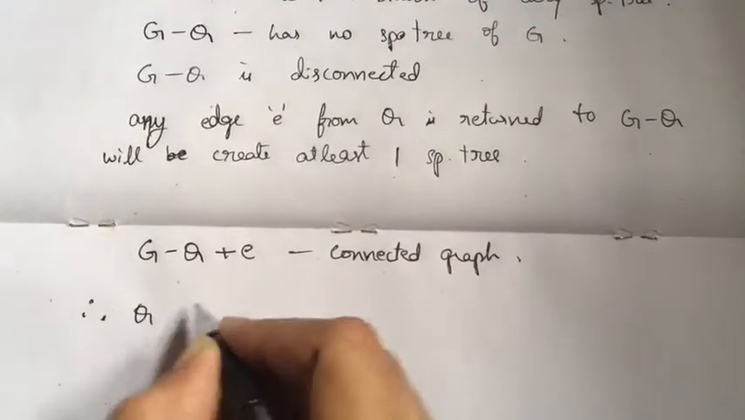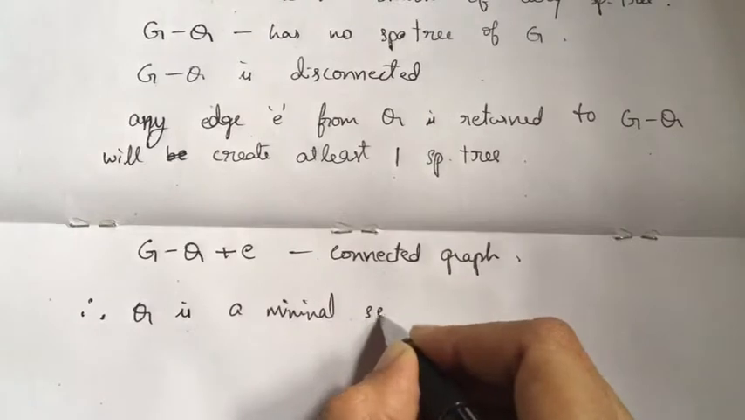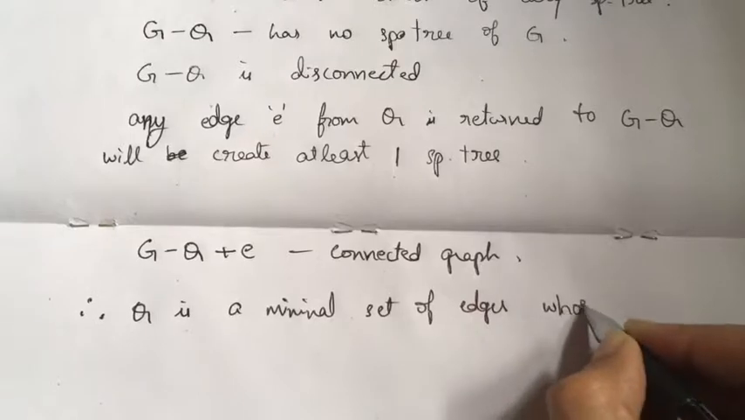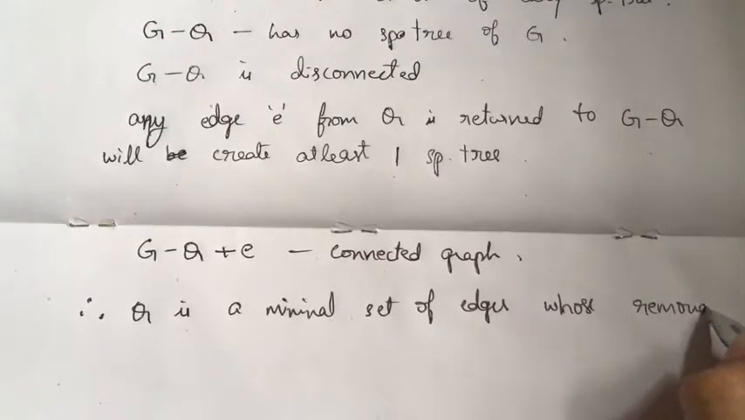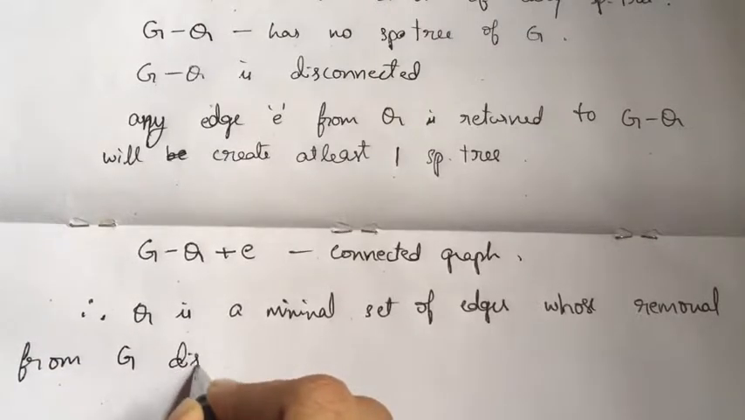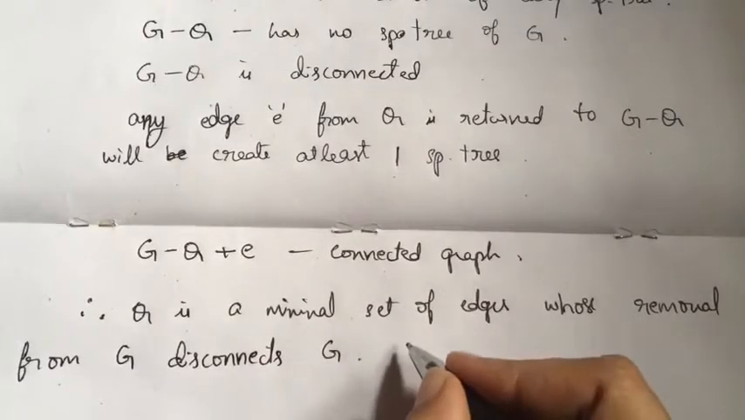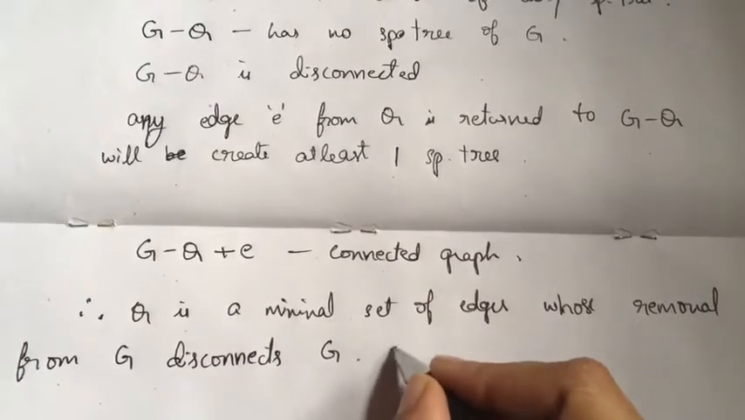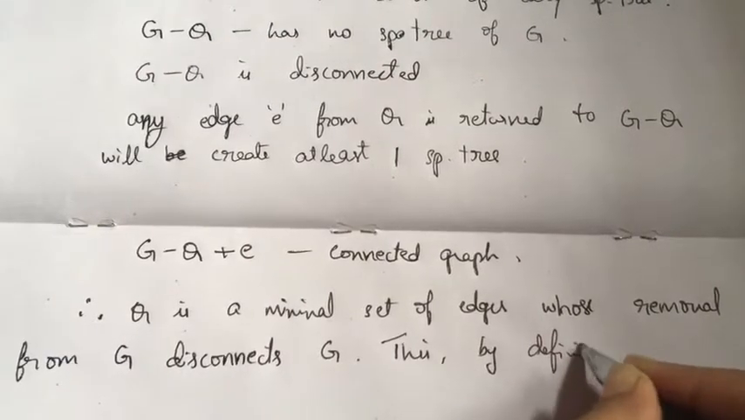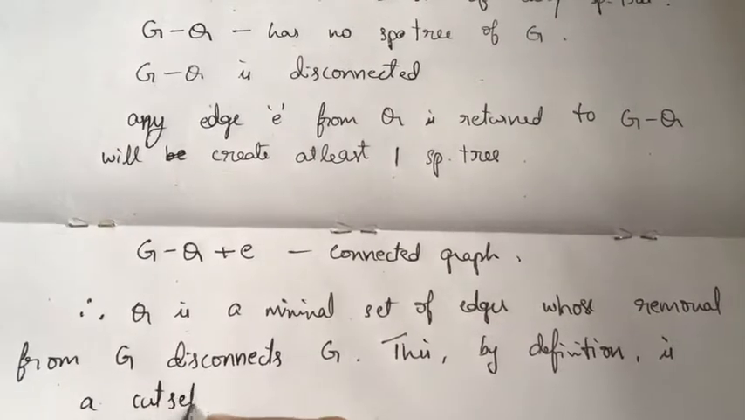Therefore, Q is a minimal set of edges whose removal from G disconnects G. This is by definition a cut set. Thus, by definition, Q is a cut set. Hence the proof. That's what I have to prove.